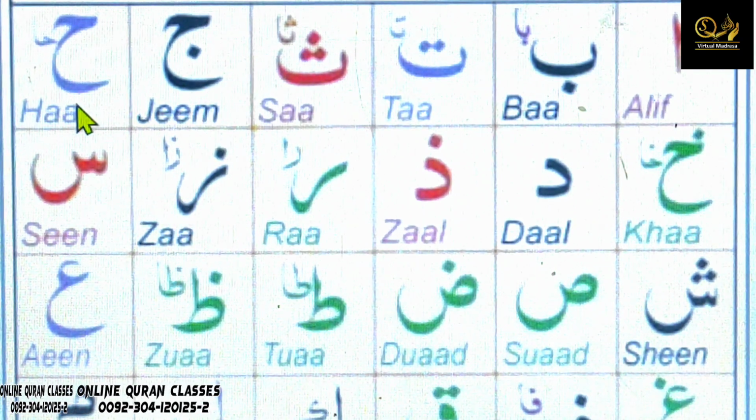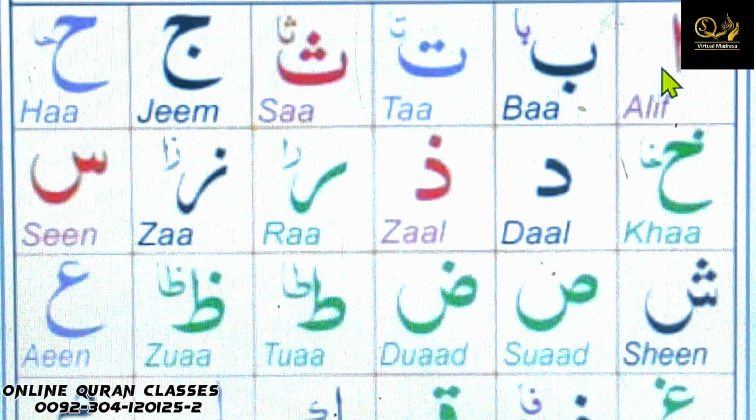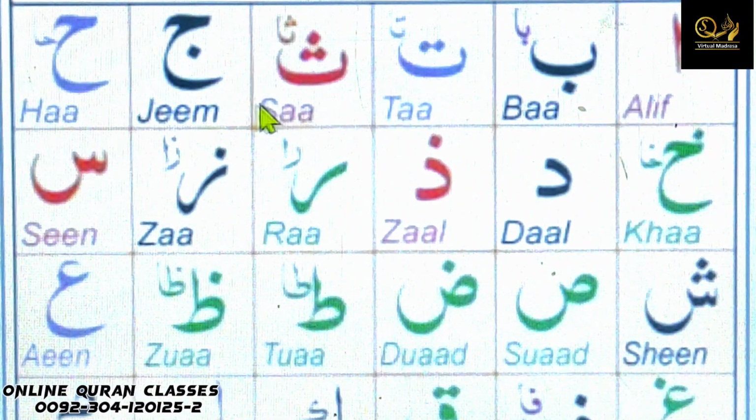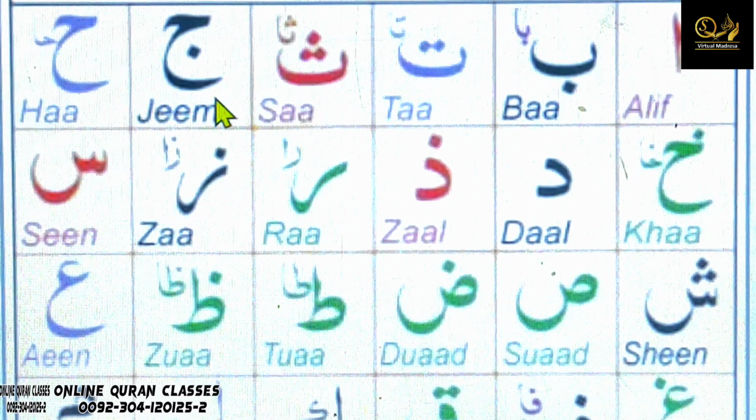Next letter name is Ha. For 2 seconds. This Ha originates from the throat, middle or center region. So Alif, Ba, Ta, Tha, Jim, Ha. This is your first complete line.